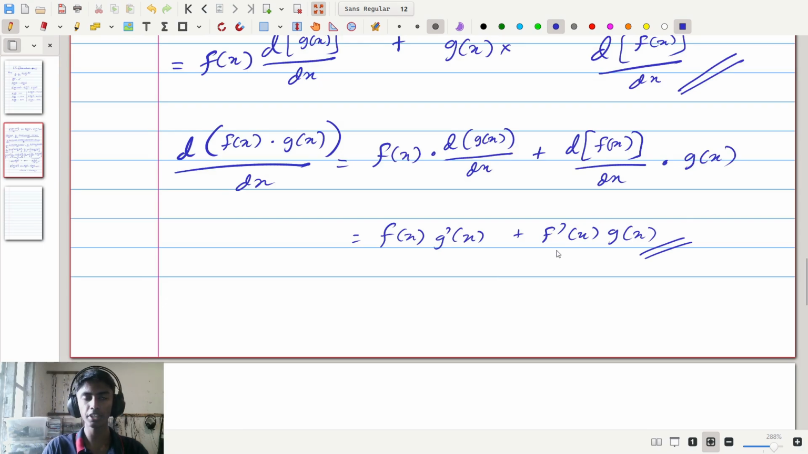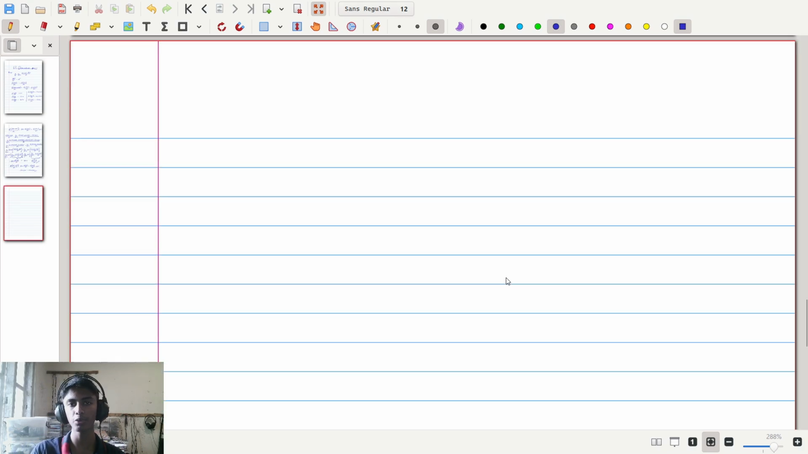Before we continue to the next rule, let's do one example to show you where this kind of rule could be used. So for the product rule, let's take y equals x times the sine of x, and let's use the product rule to find this function's derivative. So here we have a product of two functions. We have x times the sine of x.